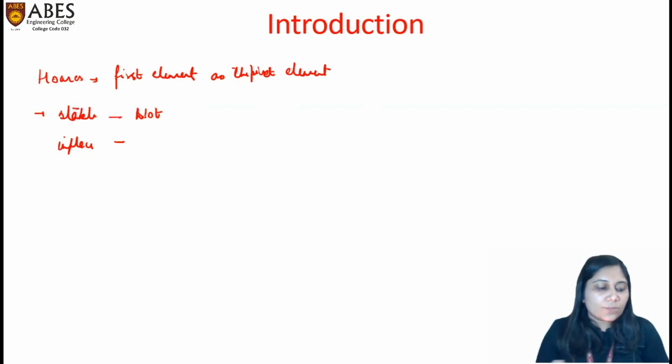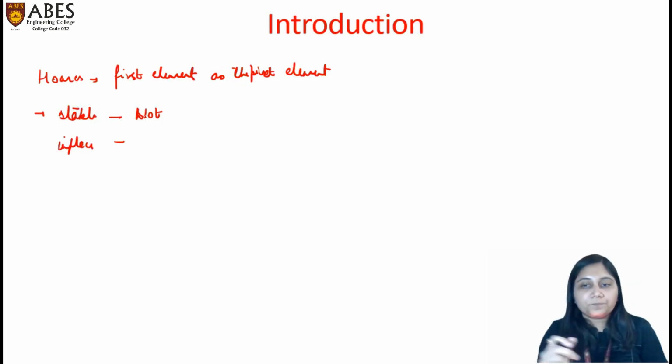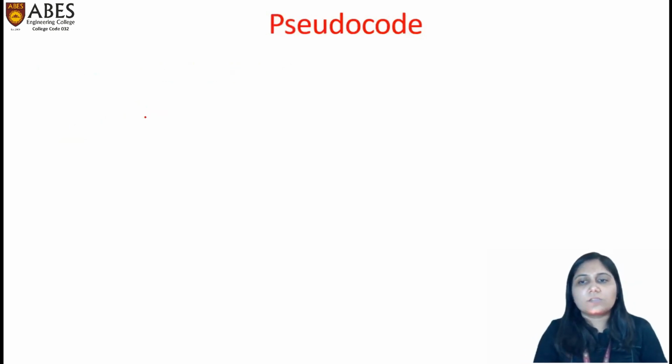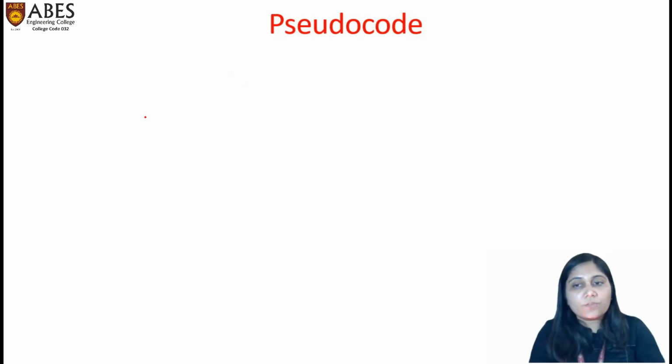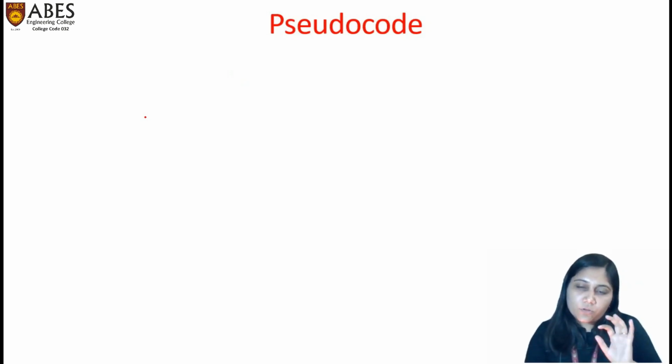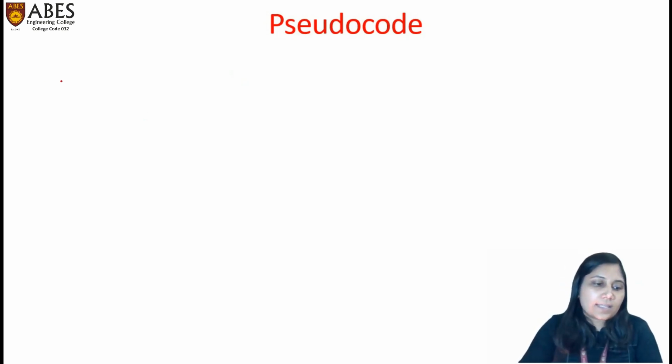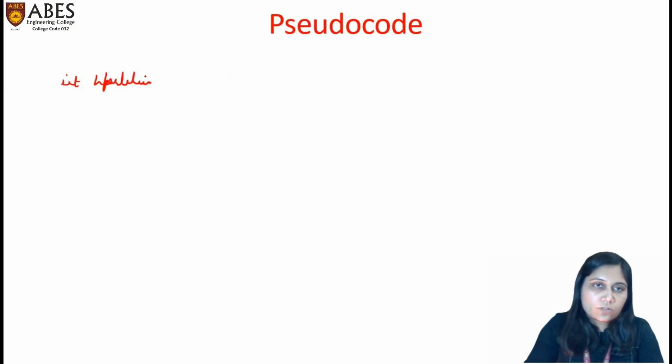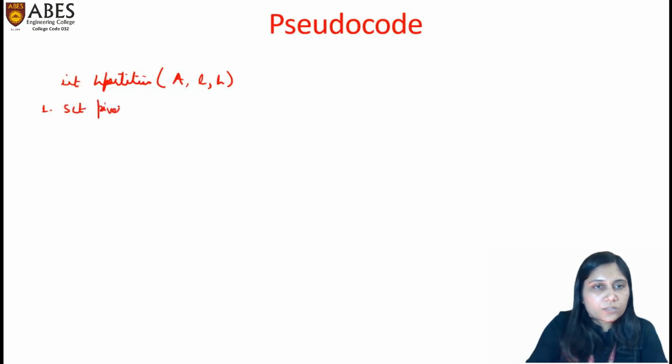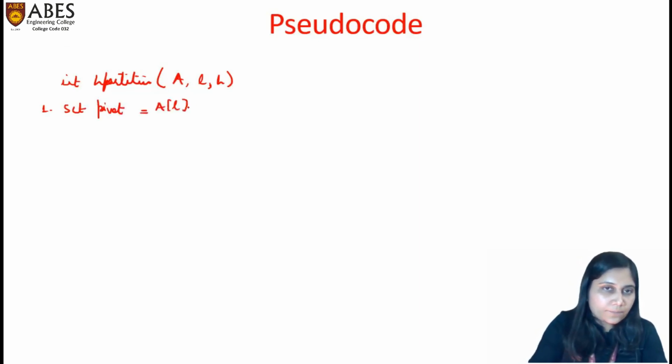Before starting, I'm going to first write the pseudocode for the Hoare's partition, and then we will be performing this pseudocode for the partition on this set of elements. So let's take the example. I'm taking Hoare's partition with an array, the lower index and the highest index. As I have told you, my pivot will be the first element, so it will be A of L.